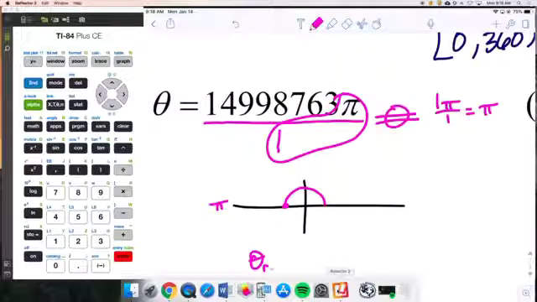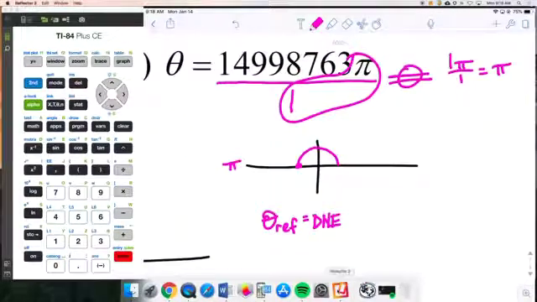What's the reference angle? Yeah, it does not exist. If you wanted to quantify it, it would be 0 degrees. But 0 degrees is not an acute angle, okay, because it's not an angle, really.